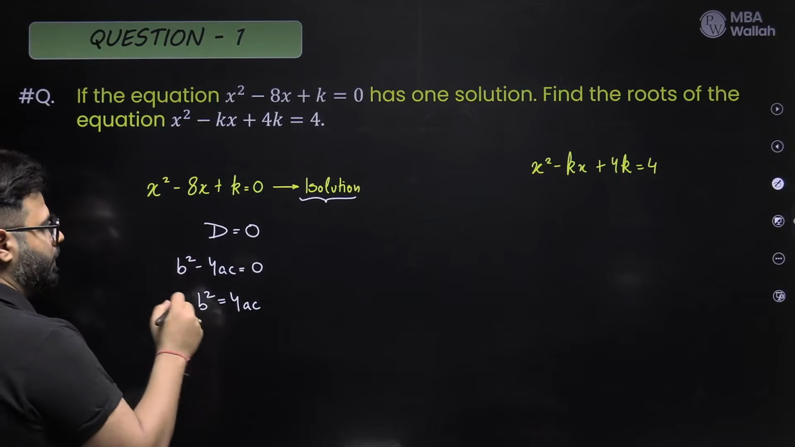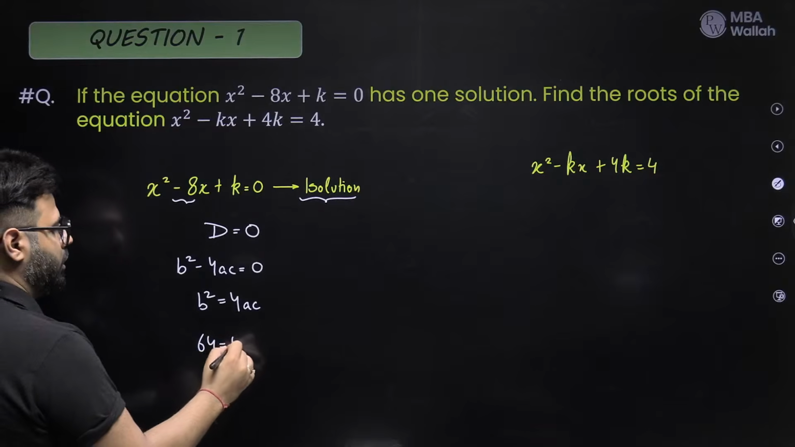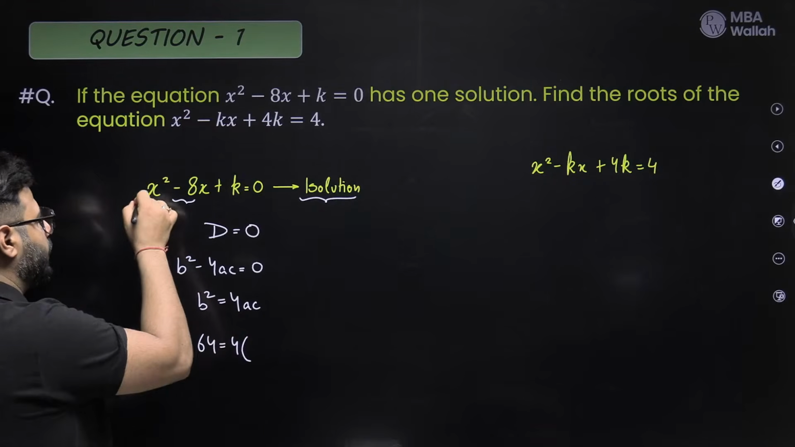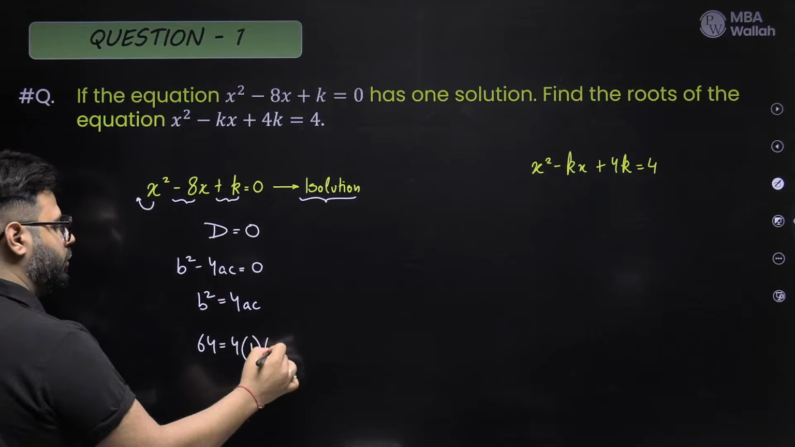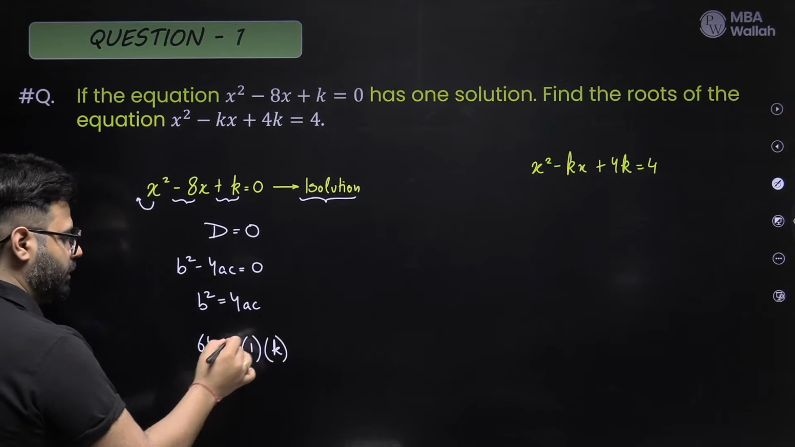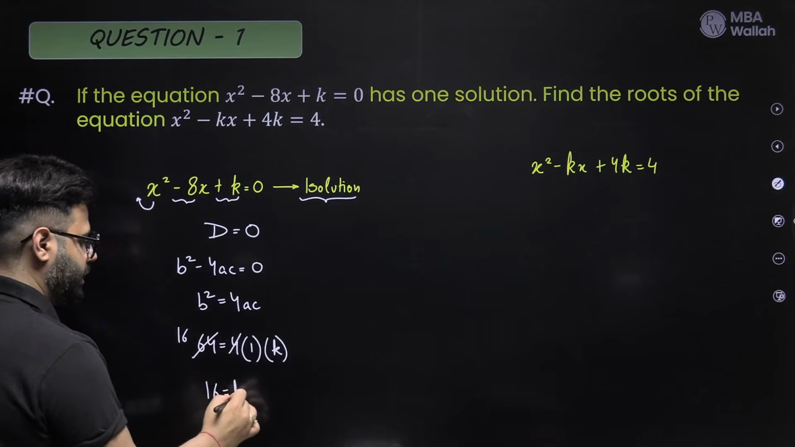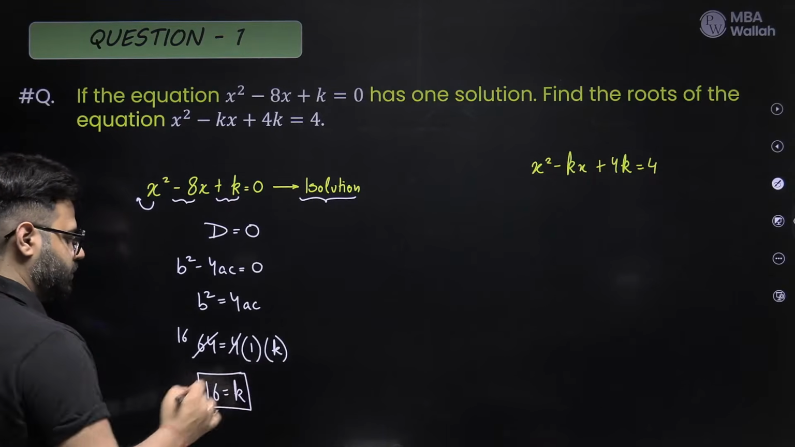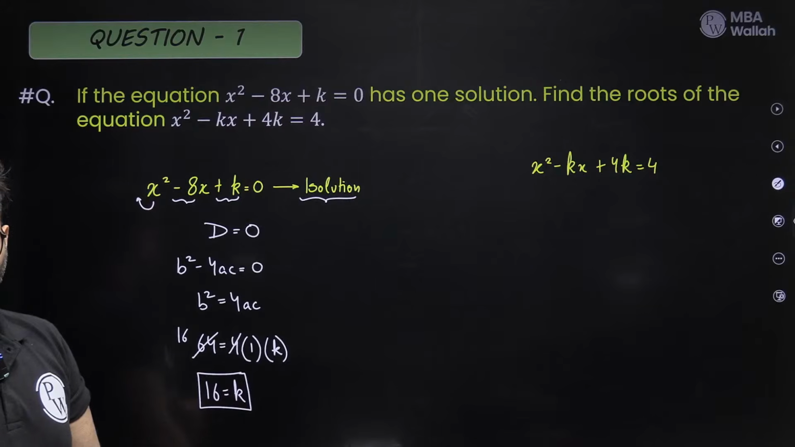Now let's put b as minus 8. So minus 8 square is 64, equals 4 times a. A is the coefficient of x square, which is 1. C is the constant term, free of x, that is k. 4 times 1 times k is 4k, so k is 16. I hope everybody got k as 16, right? Correct. So k is 16.